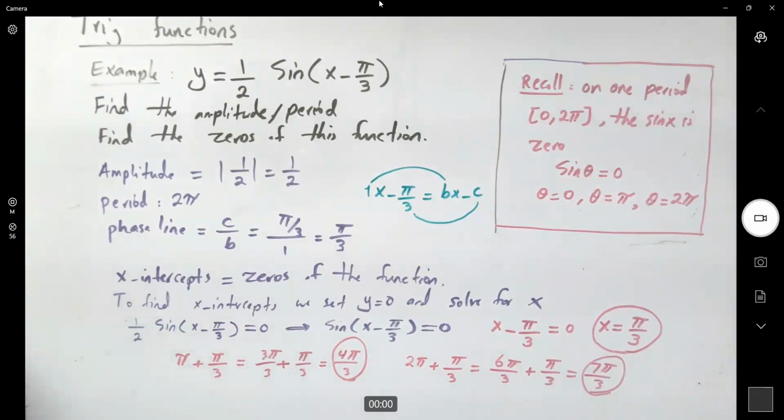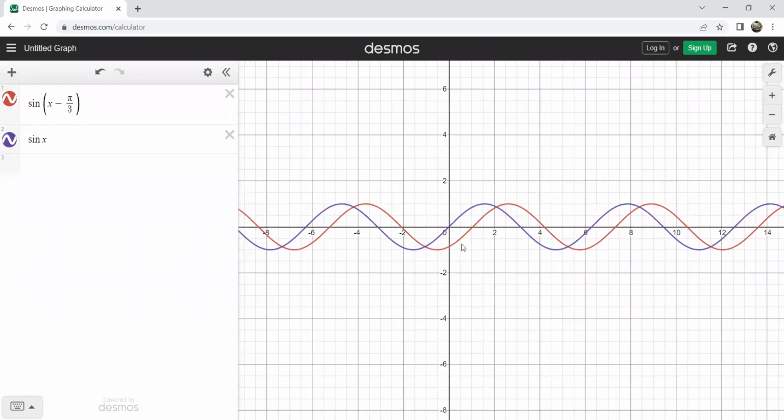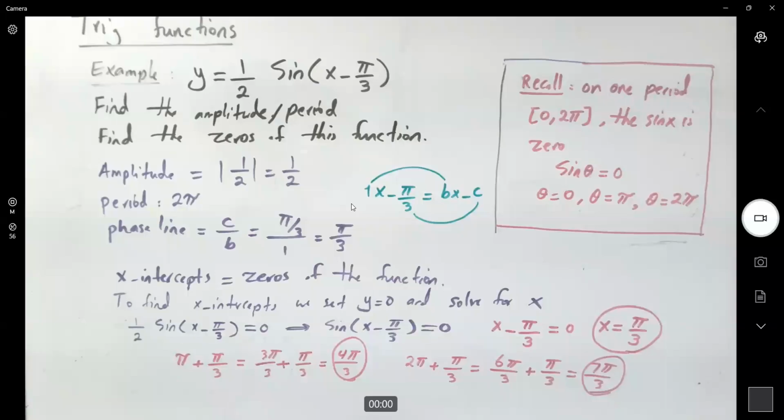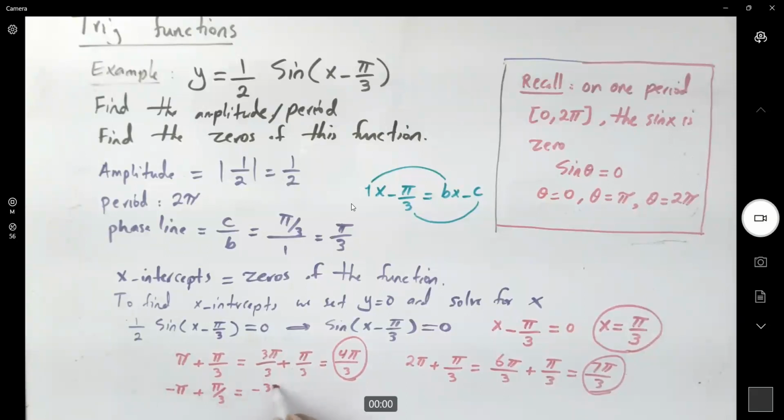So take a look at your decimals. By looking at the decimals on the left-hand side, this is my sine function. It hits the x-axis at negative pi. Negative pi plus pi over 3 gives me negative 2 pi over 3. So negative pi plus pi over 3: this is negative 3 pi over 3 plus pi over 3, or negative 2 pi over 3. We can continue this process.